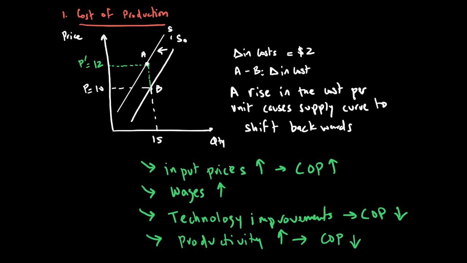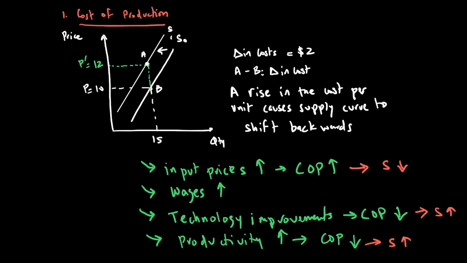So whenever the cost of production is going up, we'll say the supply curve is shifting backward, or supply is falling. Whereas whenever the cost of production is going down, we'll say supply is increasing, because now the firm's ability to produce at the same price is going up.